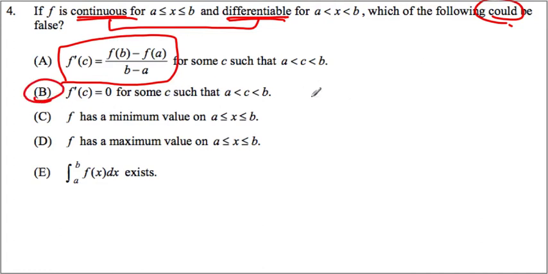This will be false because what if we have a function that is linear? It's continuous and it's differentiable between these two particular points. But in the case of a linear function, we don't have to have a slope equal to 0. So therefore, that would be our answer. It could be false. Will there be a minimum value because it's closed? Yes, there will be some sort of lowest value as well as the highest value. And we can integrate this, of course.